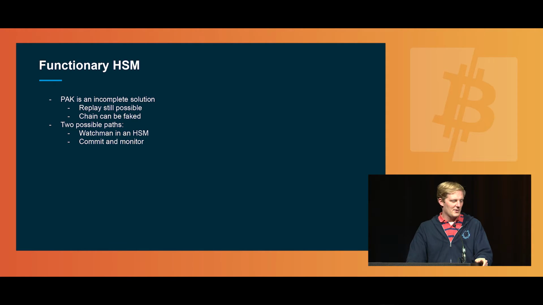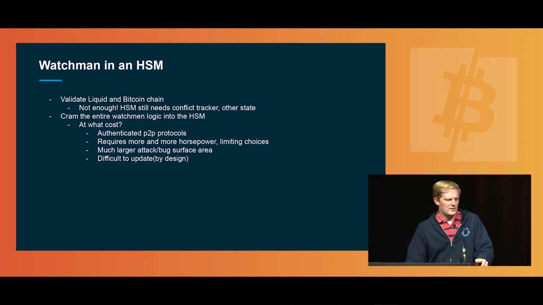So two possible paths we've been thinking about. One is to stick the entire Watchman in the HSM. First, let's just validate both the chains, but it's not enough. You have to put all the information there. Conflict tracking, all the other state I talked about, all those gotchas have to somehow fit in the HSM. So that means authenticated peer-to-peer protocols to talk to Bitcoin. You need to talk to the Bitcoin network. That amount of horsepower means you make very limited choices on what kind of device you want to use, right? The security of the chip versus the horsepower. It's an incredible attack surface, and it's not supposed to be easy to update by design, right? You can't do over-the-air updates, or you shouldn't.